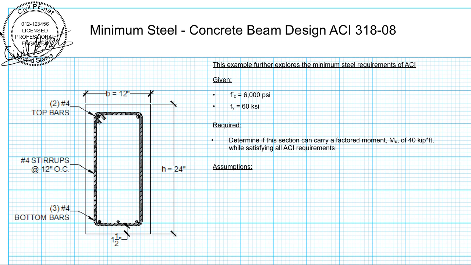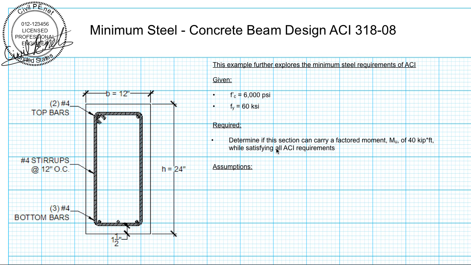As you can see, we've got the same beam, 12 inches wide by 24 inches deep. The only difference now is instead of 3 number 6 bottom bars, we're showing 3 number 4 bottom bars. We've got the same 2 number 4 top bars and the number 4 stirrups at 12 inches on center. We're using the same strength we used before, 6,000 psi. The yield stress in the steel is 60 ksi.